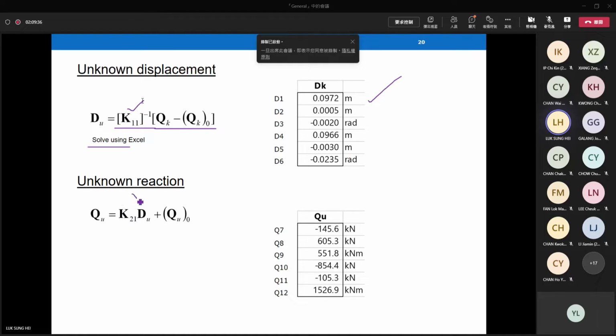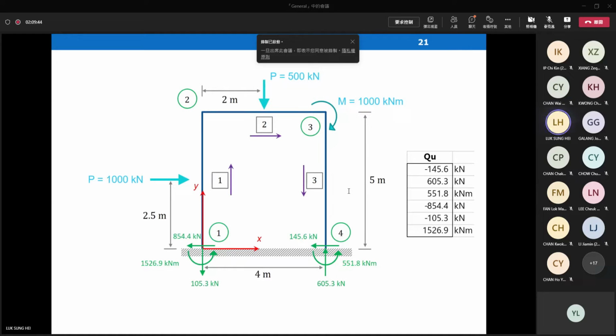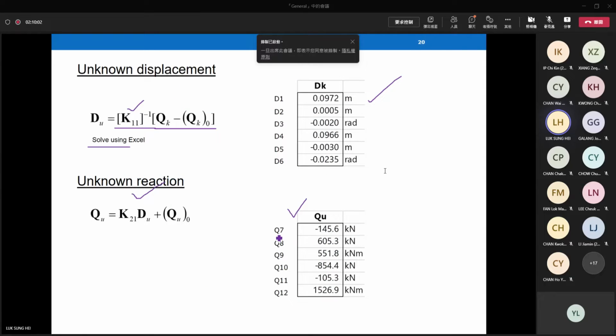Same for reactions. You can use the bottom part of the matrix equations to get unknown reactions. Finally, put them back to the picture to see the force diagram. You know the reactions, you know the applied loadings, you know the reactions on the right. You can convert the numbers, say for example Q7, Q8, Q9, back to the support positions.